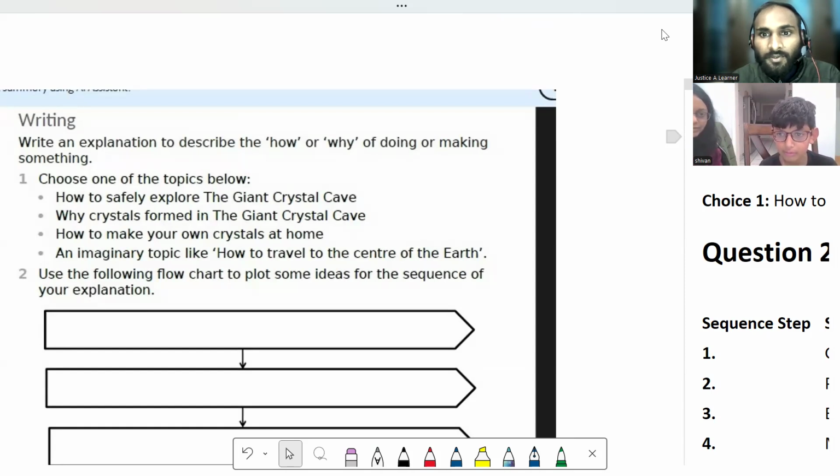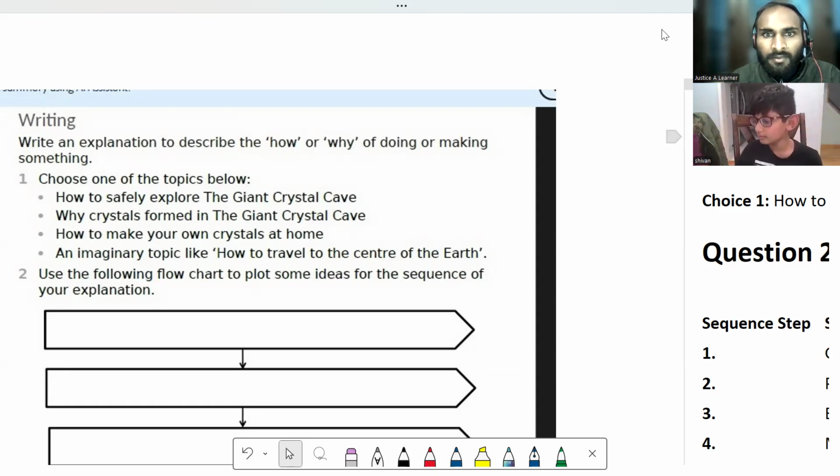Without clothing, 10 minutes. Great. And with safety clothing and the cooling system, 45 minutes, right? Yes. Finish writing that. Now you have to write: how to safely explore the giant crystal cave.